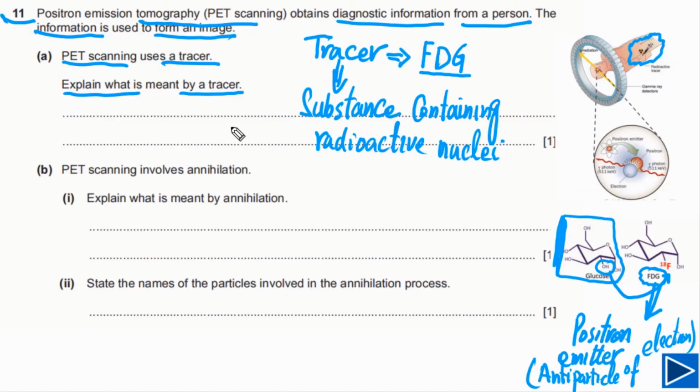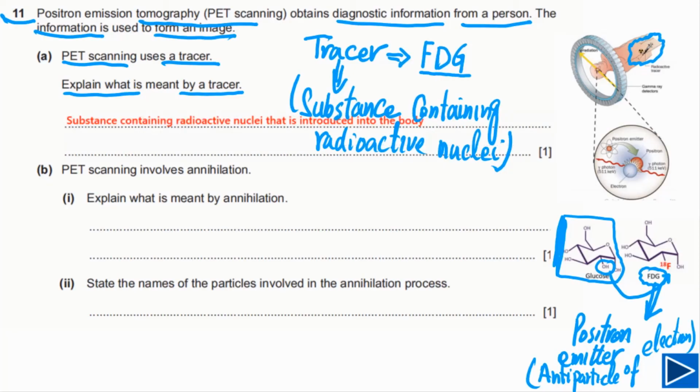Now let's define how we can write the answer for tracer. Simply you can write down a substance containing radioactive nuclei, and this is injected into the body of the patient. So let me show you the answer. This question has just 1 mark. So this is how you can write down your answer. You can say a tracer is a substance containing radioactive nuclei that is introduced into the body of the patient. If you write down this one, you will get 1 mark.